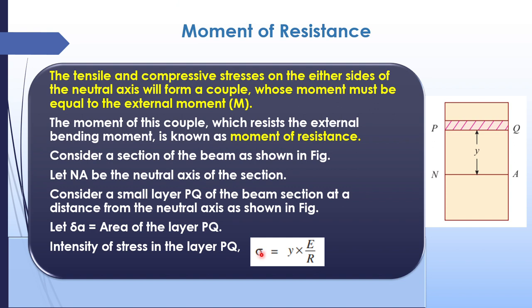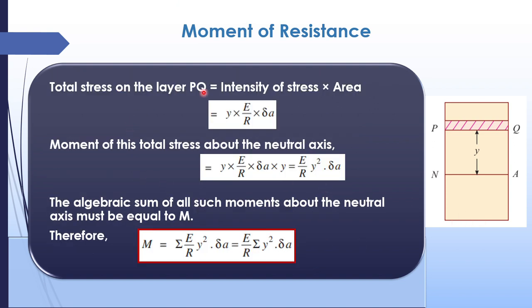Stress, as we have said earlier, is equal to y into E by R. Now the total stress of the layer PQ is nothing but y into E by R into the area of PQ, that is delta A. Total stress of the entire section is nothing but, sorry, this is the total stress. Now the moment of this total stress will be y into E by R into dou A, that is the stress, into perpendicular distance. Wherever moment comes, we know that we have to multiply it with perpendicular distance.